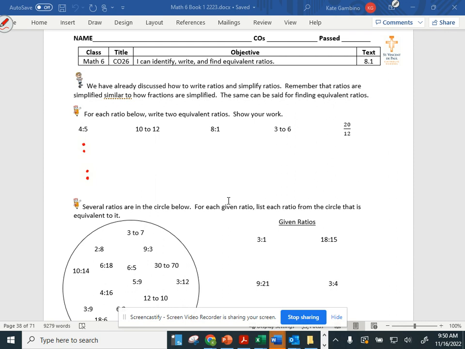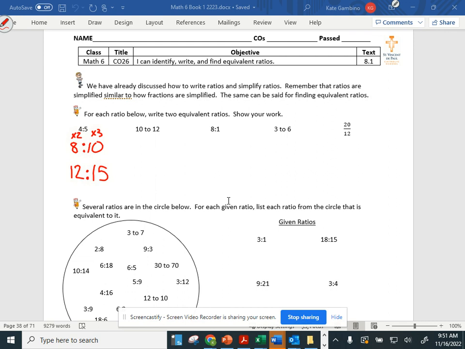Multiply both sides by the same number. So if I multiply by 2, 4 times 2 is 8, 5 times 2 is 10. Bam, equivalent ratio. Then I could say, okay, now let's multiply it by 3. 4 times 3 is 12, 5 times 3 is 15. Done. It's that easy to find equivalent fractions, that easy to find equivalent ratios. You multiply both sides by the same number. Don't have to worry about simplifying. We're just wanting those equivalent fractions.